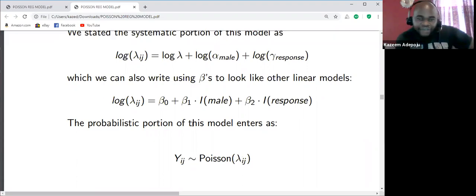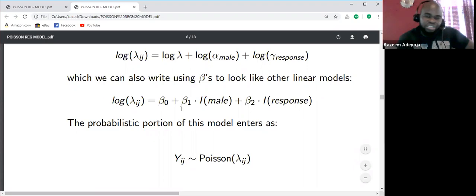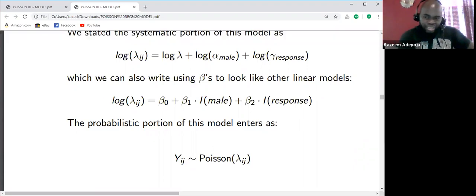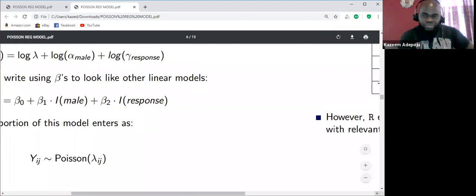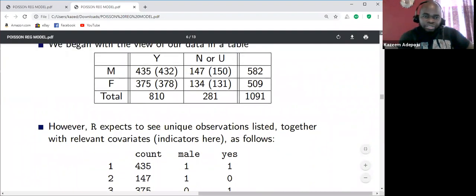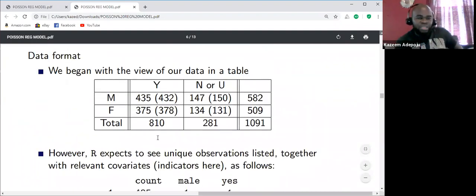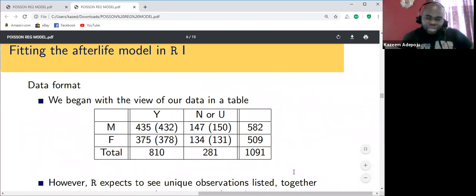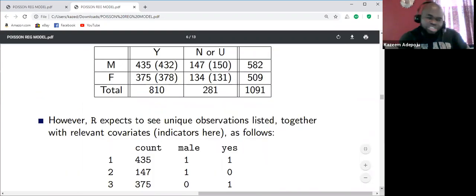Okay, so this is a Poisson regression model that I talked about. I just want to tell you, the Poisson regression model is a log transform. Revisiting my data set now, the one I'm talking about, afterlife, how do I run this in R, using the software, if I want to use the idea of the Poisson regression model?